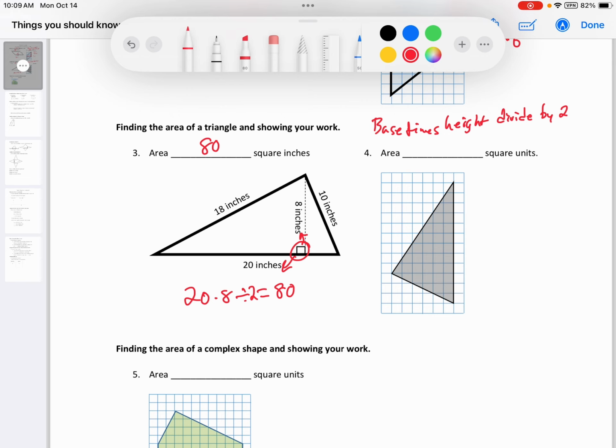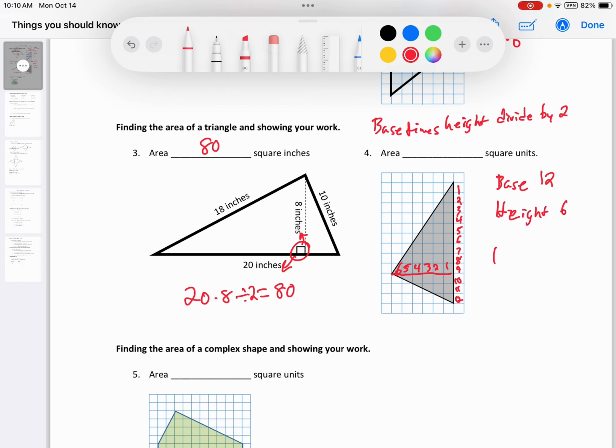Just like for the parallelogram, for number 4, we'll need the base and the height, and again, we'll use this vertical line. 1, 2, 3, 4, 5, 6, 7, 8, 9, 10, 11, 12. That's the base, 12. Now we'll need the height, so I'll go all the way to the point. We'll use this line segment. 1, 2, 3, 4, 5, 6. The height is 6.